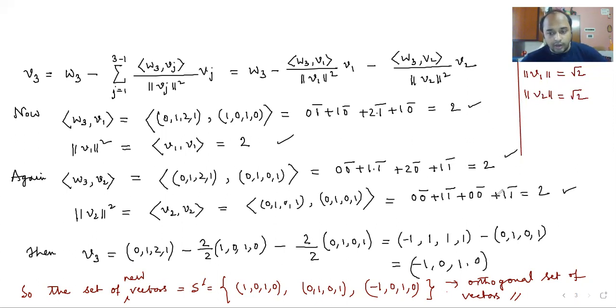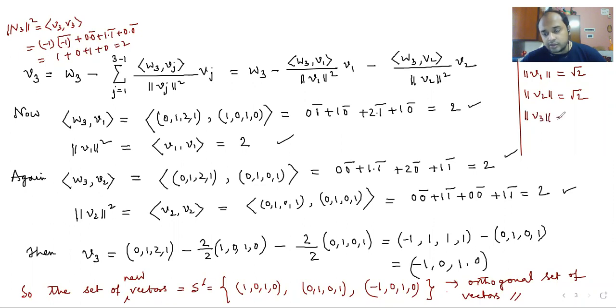And norm V3, we have not found norm V3, so we can quickly do it. Norm V3 square would be the inner product of V3 with V3, and therefore that would be minus 1 into minus 1 bar plus 0 into 0 bar plus 1 into 1 bar plus 0 into 0 bar. So minus 1 bar means minus 1, and minus 1 into minus 1 is plus 1. This is 0, this is 1, this is 0. So the answer is 2. So norm V3 is also root 2.